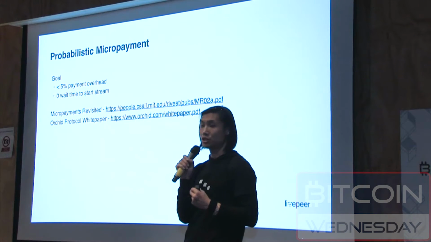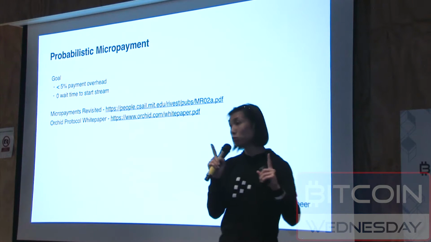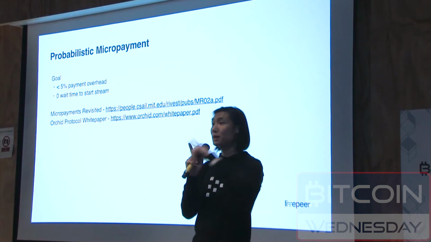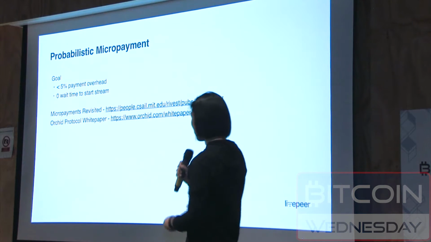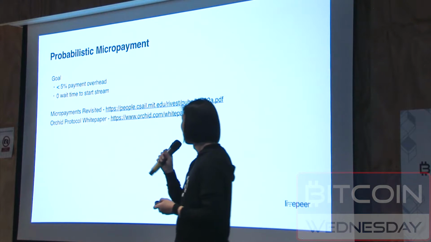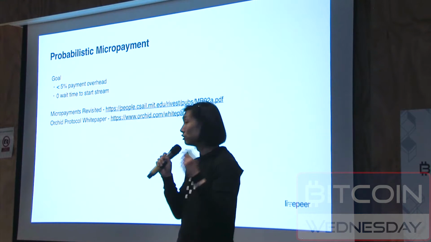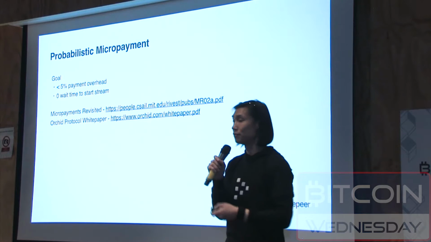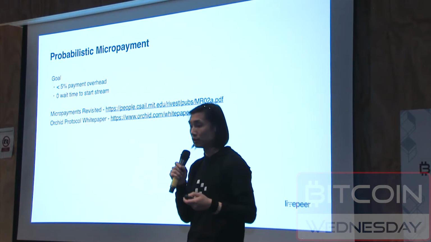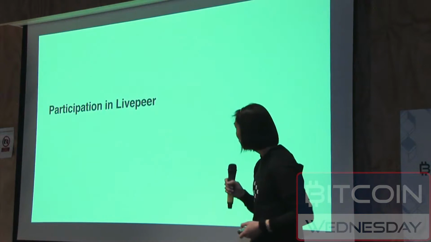So if you have a situation where two parties, A is always paying B and B is never paying A, then this is a really good solution for that type of micropayment mechanism. And the goal here is to make the payment overhead less than 5% of the entire payment value, right? And that's pretty good even by real world credit card fee standards, right?